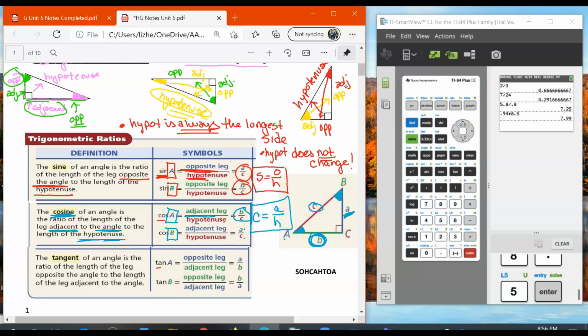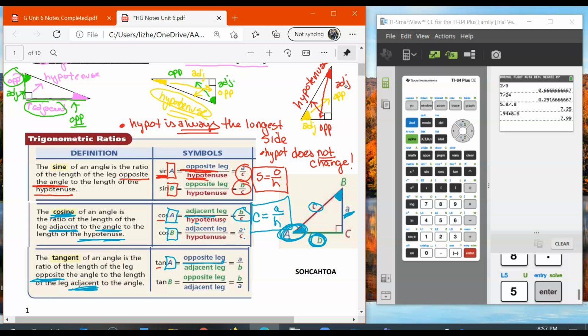And then tangent. Tangent of an angle is the ratio of the length of the leg opposite the angle to the length of the leg adjacent. So in tangent, there is no hypotenuse. It is only opposite over adjacent. And again, it's in reference to the angle. So tangent of A, if we're on angle A, we're down here.